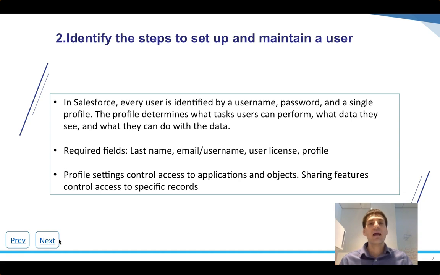When creating a user in Salesforce, you must have a last name, an email, a username, and a user license profile. And the profile settings control access to applications and objects. I'll explain the difference between the two in a moment. And we use sharing features to control these access. So when you think about sharing a Google document, for example, and sharing it publicly or sharing it privately, these are the same features that apply in the Salesforce world.